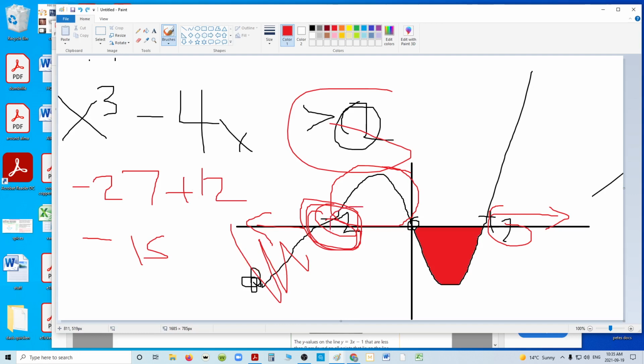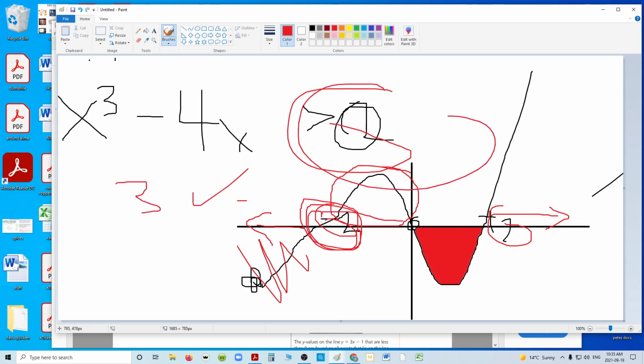Then if you pick a number between -2 and 0, let's say -1, and you plug it into the equation, you get -1 plus 4, which becomes 3. And 3 is bigger than 0, so you know, okay, everything between -2 and 0 is going to be above. Then when you plug in 1 into the equation, you get 1 minus 4 minus 3, which is not above 0. You automatically know between those 2 points it doesn't fit the rule.